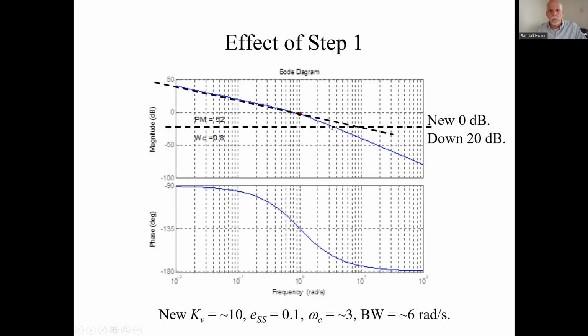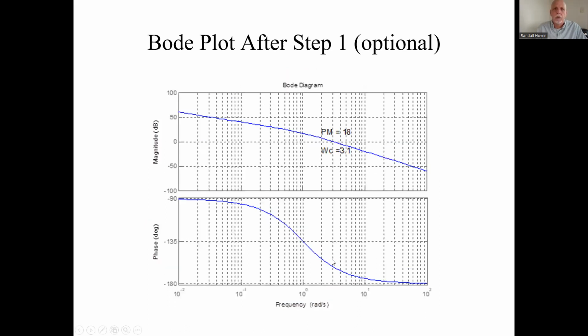We have a new crossover frequency. It used to be back here at about 7 or 8. Now it's out here at about 3. So we changed the bandwidth. And we're going to get less phase margin because we're out here now. What's our crossover? It's about the crossover frequency here. We're more like 20 degrees of phase margin.